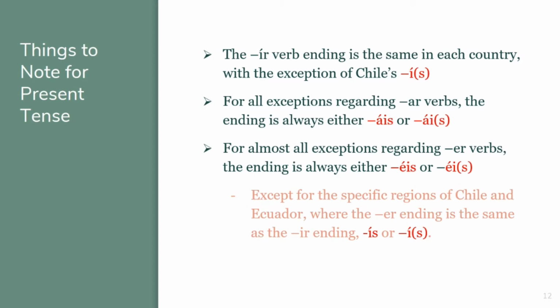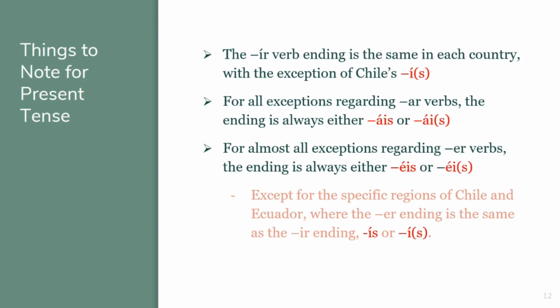So it's is or E. Basically then, really all you have to remember for the AR, ER, and IR exceptions to the as, es, and is to say ais or eis or is. So A with an accent mark, IS, E with an accent mark, IS, or I with an accent mark, S. Llamáis, aprendéis, and abrís. And you'll pretty much always be right.